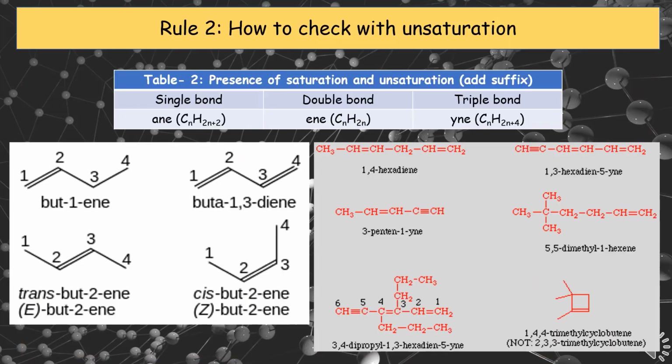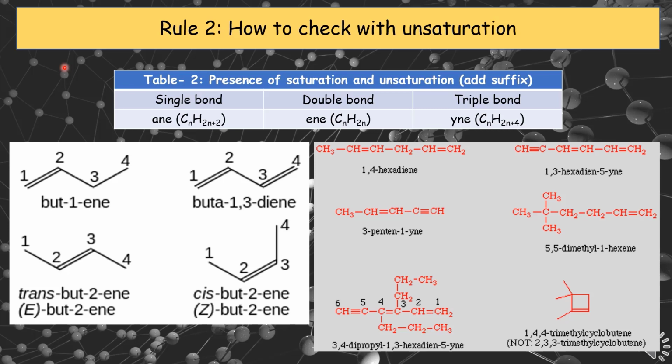If it is an unsaturated compound, the suffix would be "-ene" for a double bond and "-yne" for a triple bond. The seniority of the triple bond is more than the double bond, which in turn is prior to the single bond. Accordingly, we have to use suffixes and prefixes. Let's do some examples to follow it.